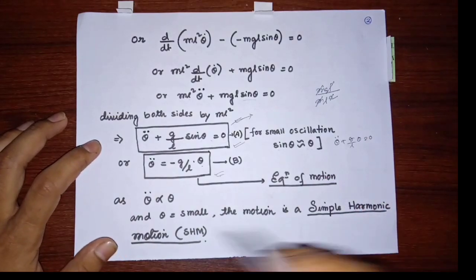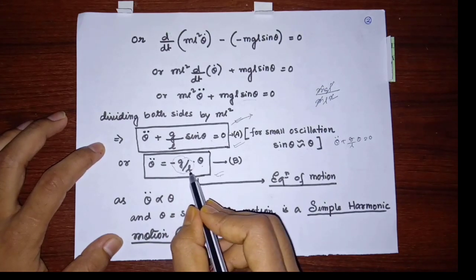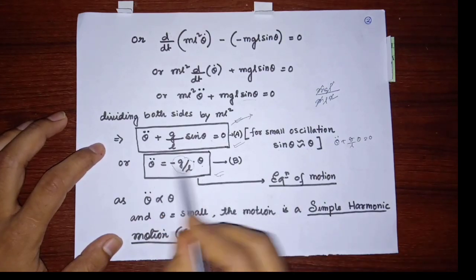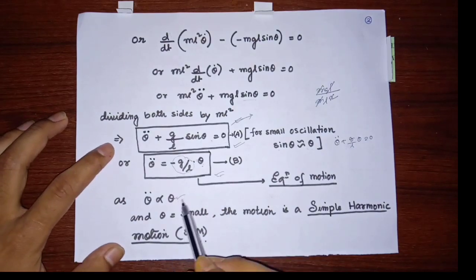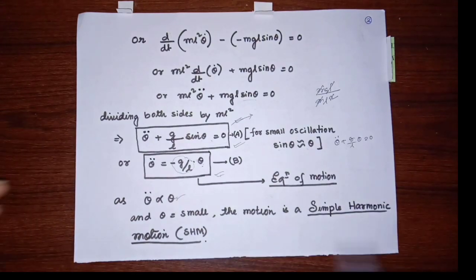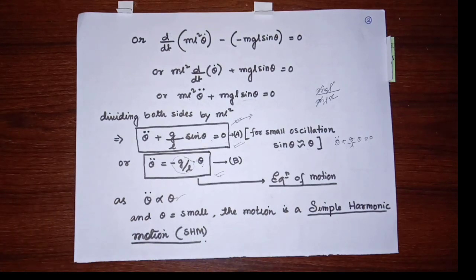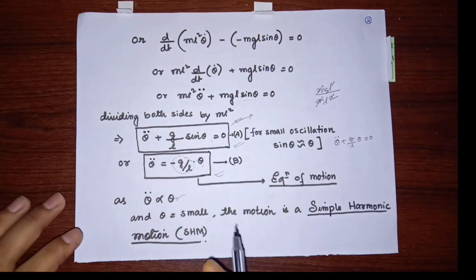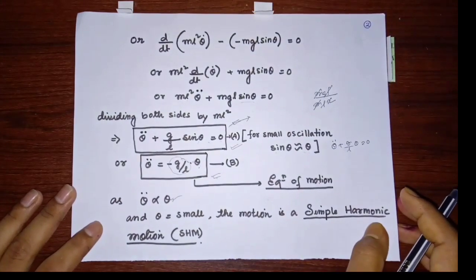Now one extra thing is that g is constant, the acceleration due to gravity, and the length of the pendulum is always constant, so theta double dot will be directly proportional to the angular displacement only. And theta is small, as a result of which the acceleration would be small, and this motion will be called simple harmonic motion. So when the angular displacement is small, the motion is named simple harmonic motion. Okay, so this was up to the simple pendulum.